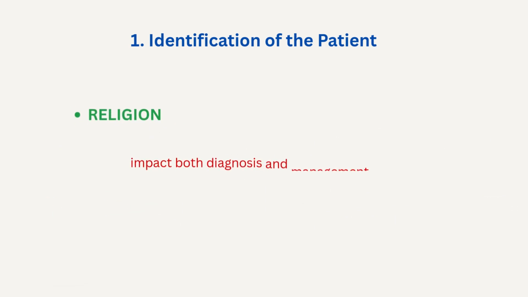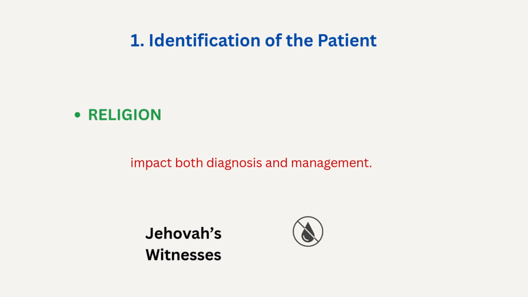Okay, another identification part is religion. Religion can impact both diagnosis and management. For example, Jehovah's Witnesses may refuse blood transfusions and organ transplants. Some patients may be fasting, which can affect test results and treatment schedules. Always respect and consider these factors in your care plan.